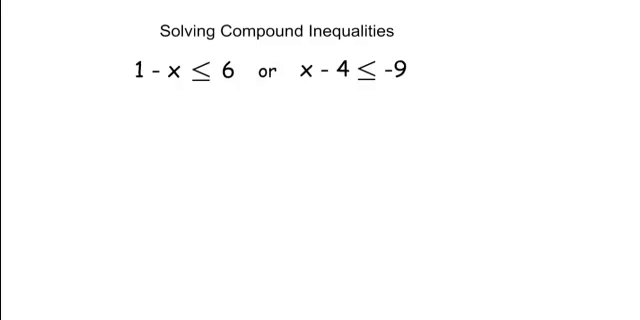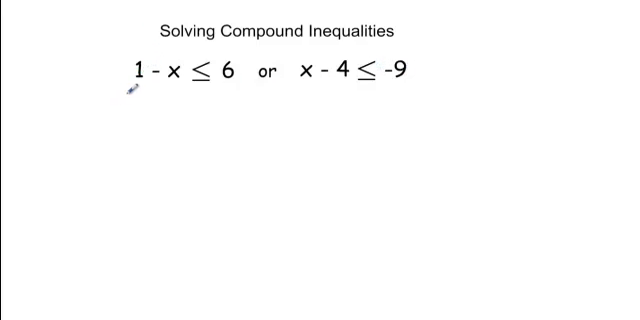Now we're going to solve a compound inequality. Remember that compound inequalities are inequalities that have either an or an and. We're just going to treat these as if they're two separate problems and then logically try to combine them.